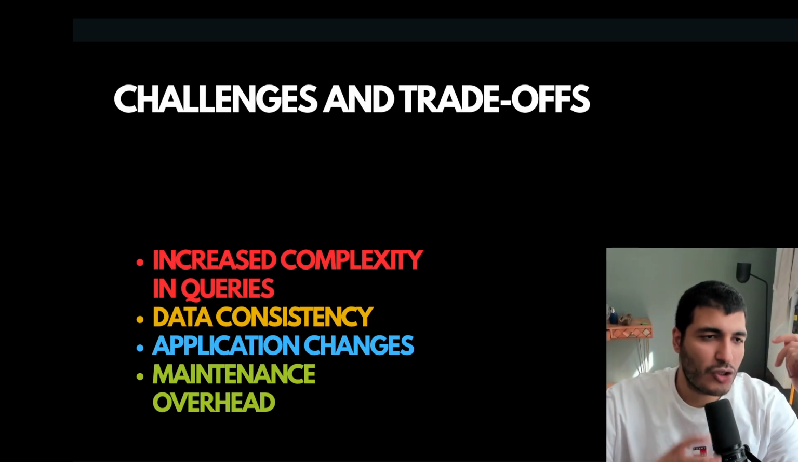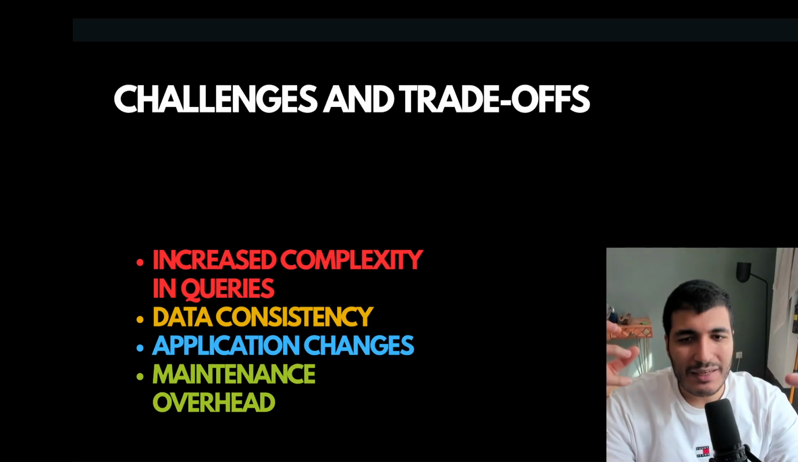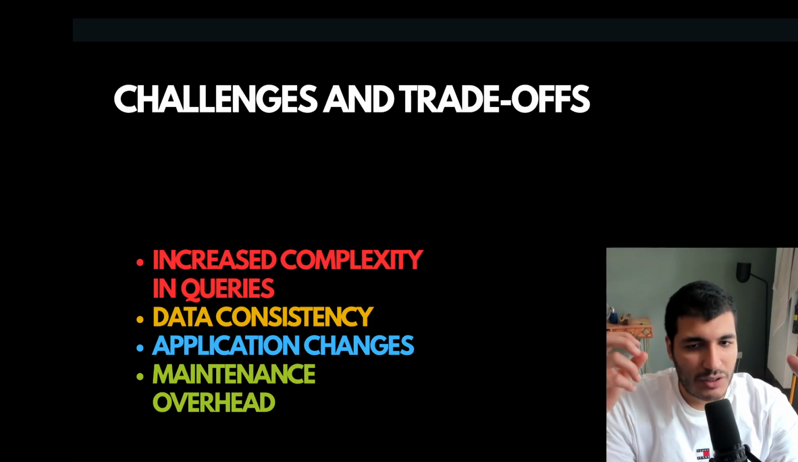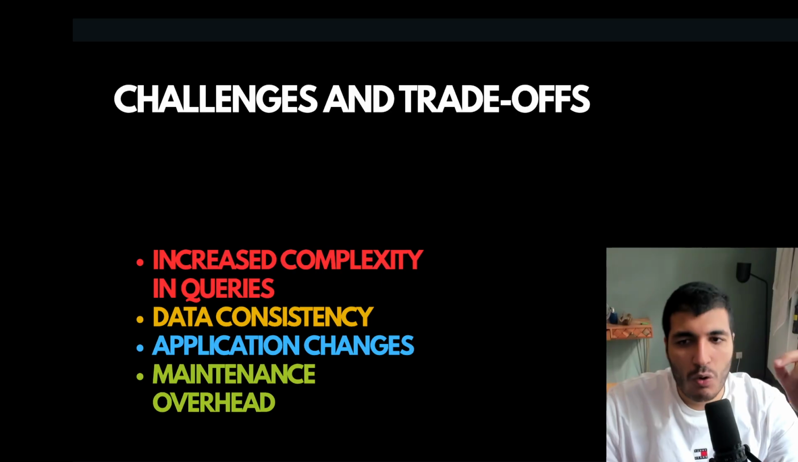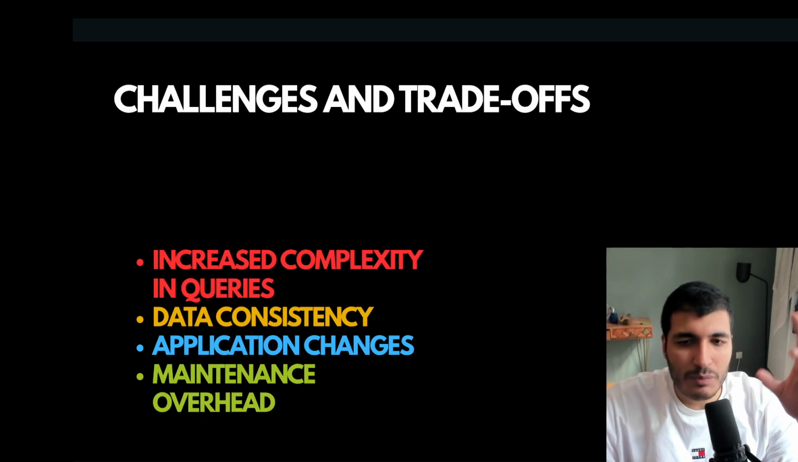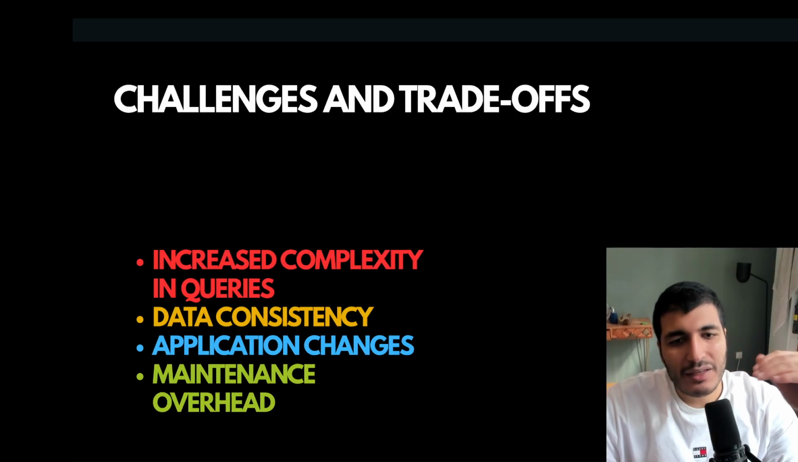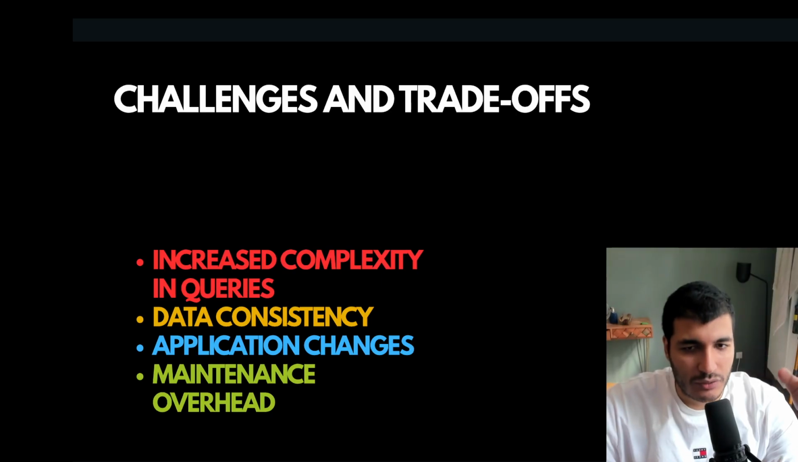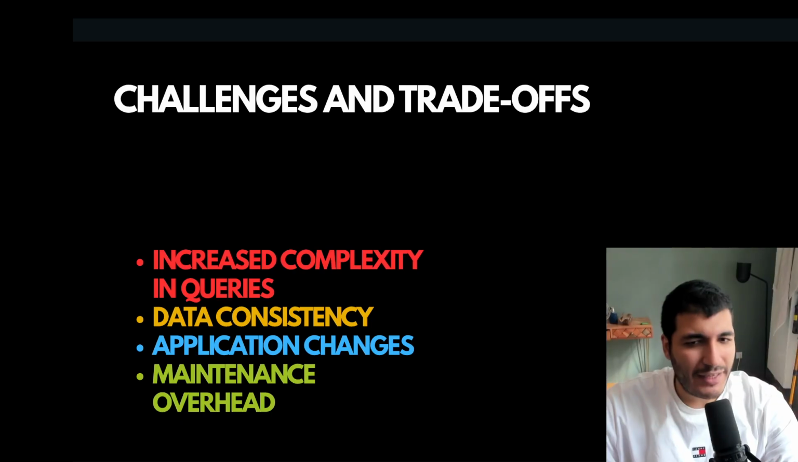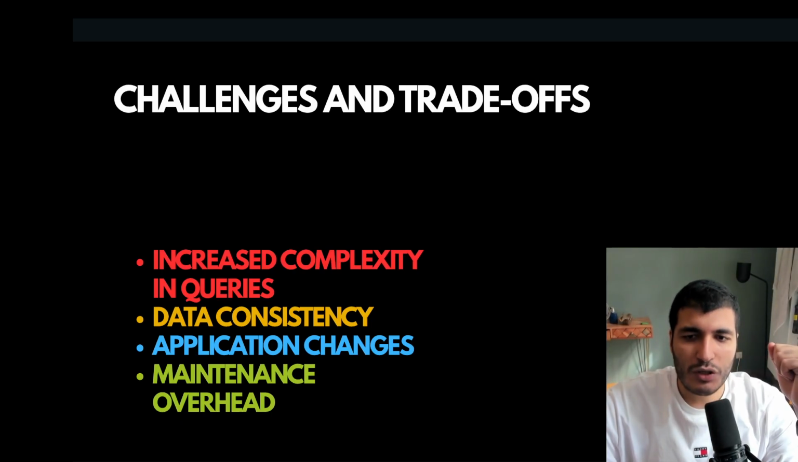Number 2, we have data consistency. Maintaining data synchronization and consistency across partitioned tables requires careful management, especially when you are performing updates or deletions that affect the columns in multiple partitions. Number 3, we have a problem with application changes. Implementing vertical partitioning often means that existing applications will need to be refactored. Your data access layers and SQL queries might need to be rewritten to accommodate the new schema, which can be a quite significant development effort.